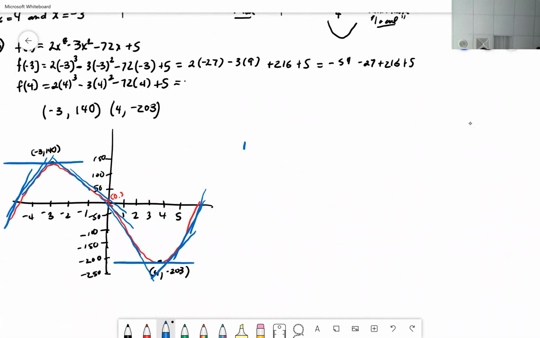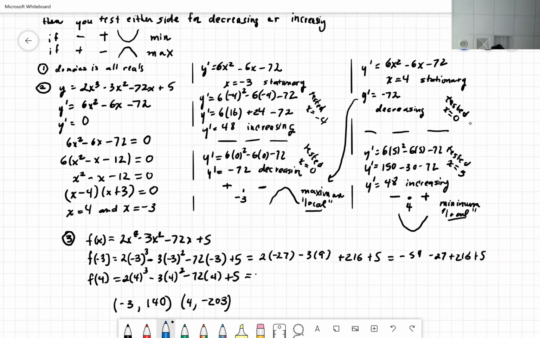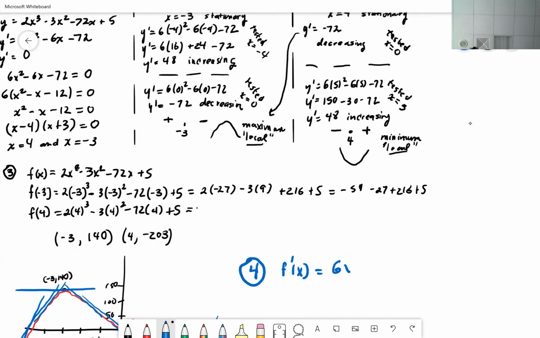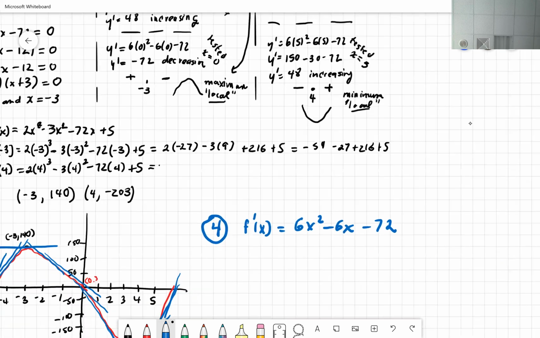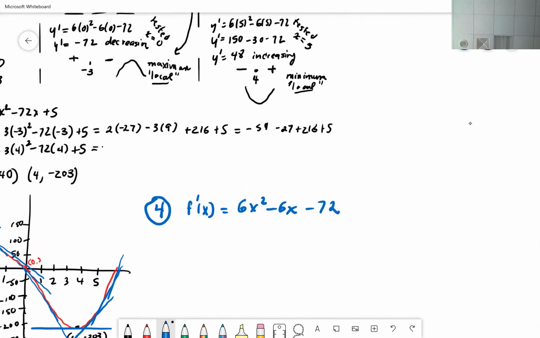It's become radioactive. So number 4, here's just something I want to discuss. What was my f prime of x? If we go back up, I'll do it here. It was 6x squared minus 6x minus 72. Now, if I take that derivative, I write it as f double prime of x equals 12x minus 6. I have the derivative of my derivative.